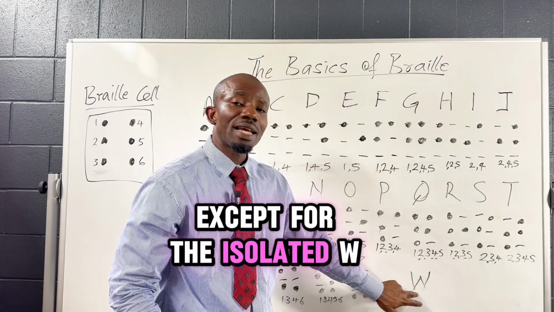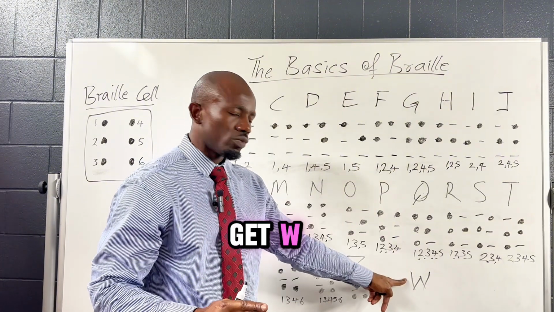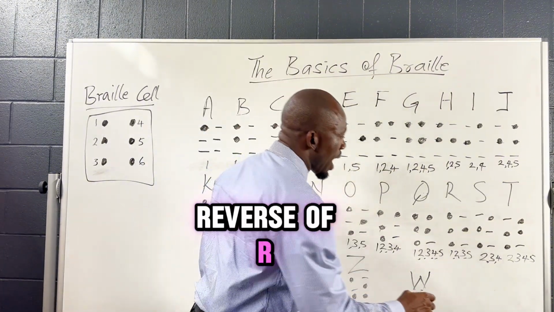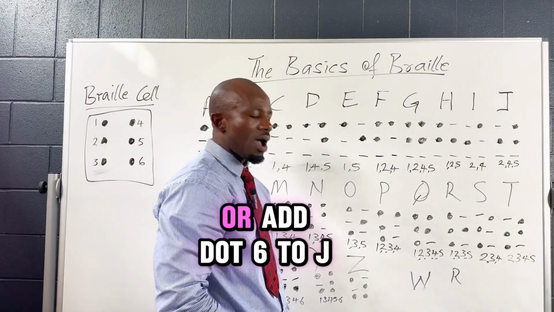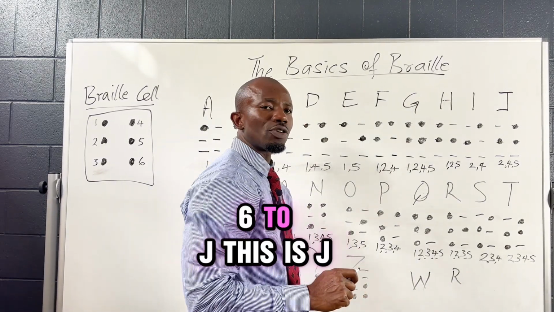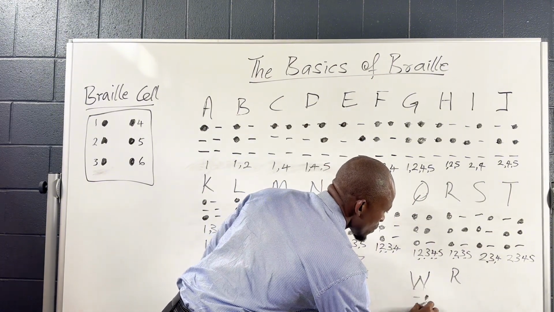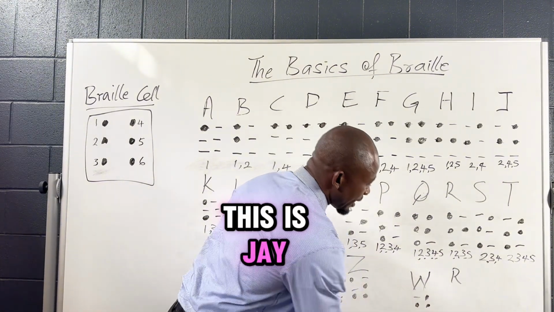except for the isolated W. There are two ways you can get W: reverse of R or add dot 6 to J. If you add dot 6 to J, this is J.